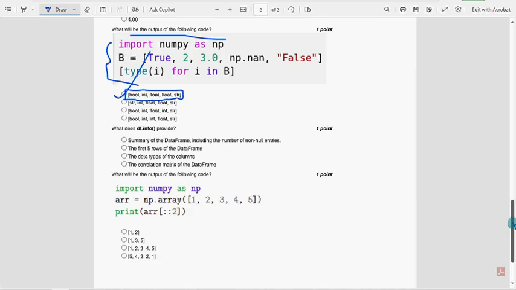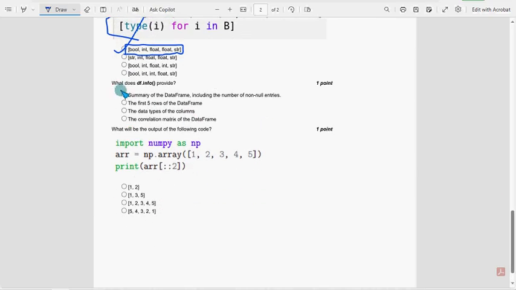Now let's move on to the 11th one. What does df.info provide? So for the 11th question also first option is the probable solution: summary of the data frame including the number of non-null entries.